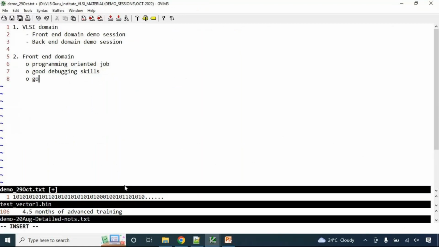Good with protocols. Have you heard of protocols like DDR protocol, USB protocol, SPI protocol? Some protocols will be there. Examples like DDR, USB, PCI Express, AXI, AHB, SPI, etc. Now you may ask, should I learn everything in the next 6 months? No need. People take almost 10 to 15 years to learn.